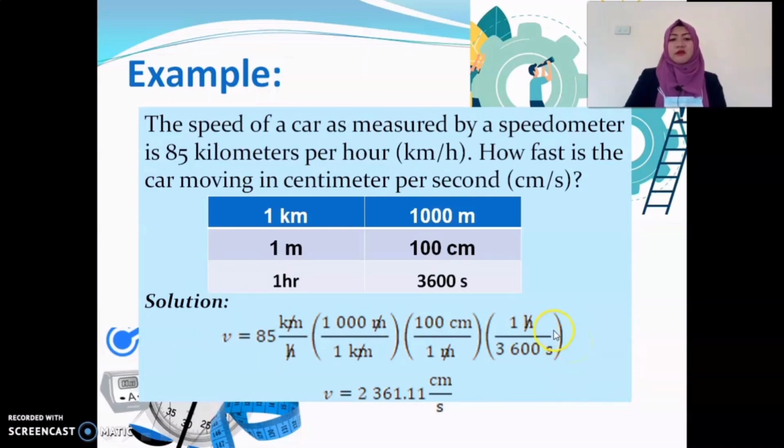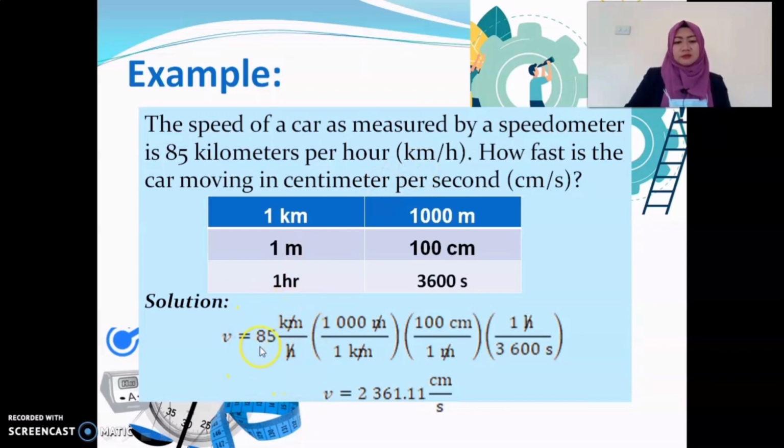Another example: the speed of a car as measured by a speedometer is 85 kilometers per hour. How fast is the car moving in centimeters per second? So what we have is 85 kilometers per hour. We are asked to convert the unit into centimeters per second. So you have to recall that 1 kilometer is equal to 1,000 meters, 1 meter is equal to 100 centimeters, and 1 hour is equal to 3,600 seconds.